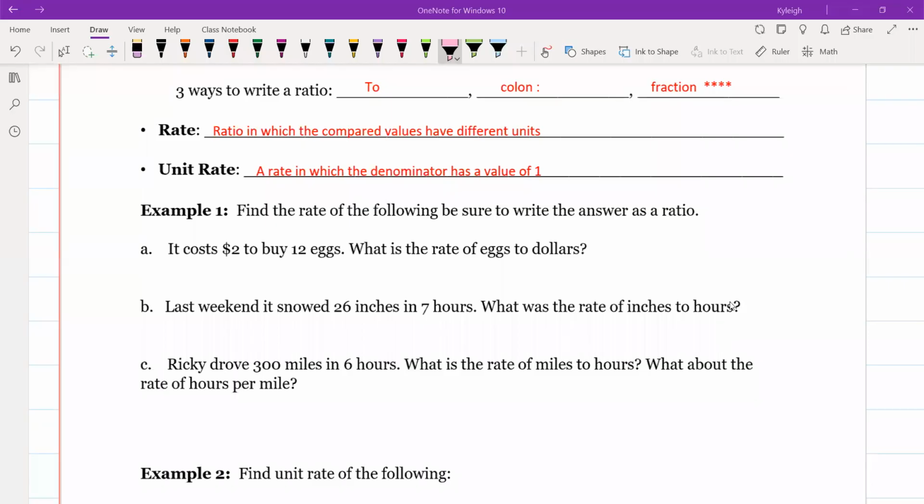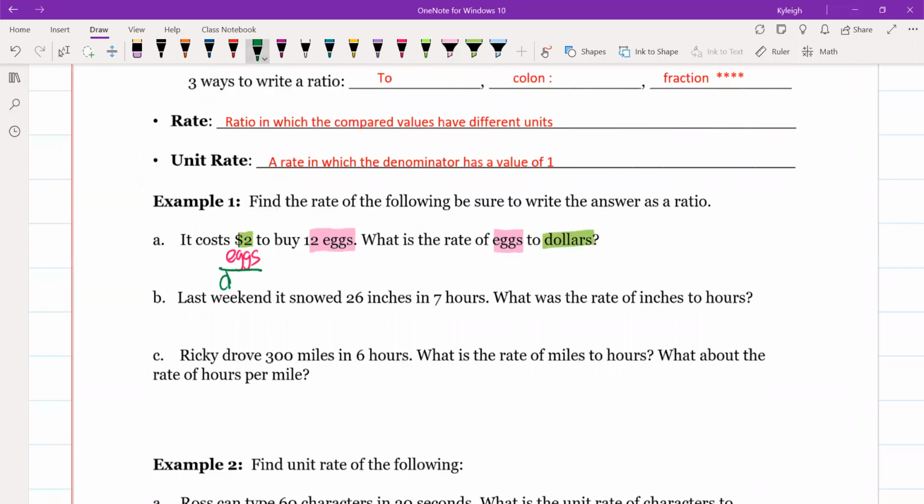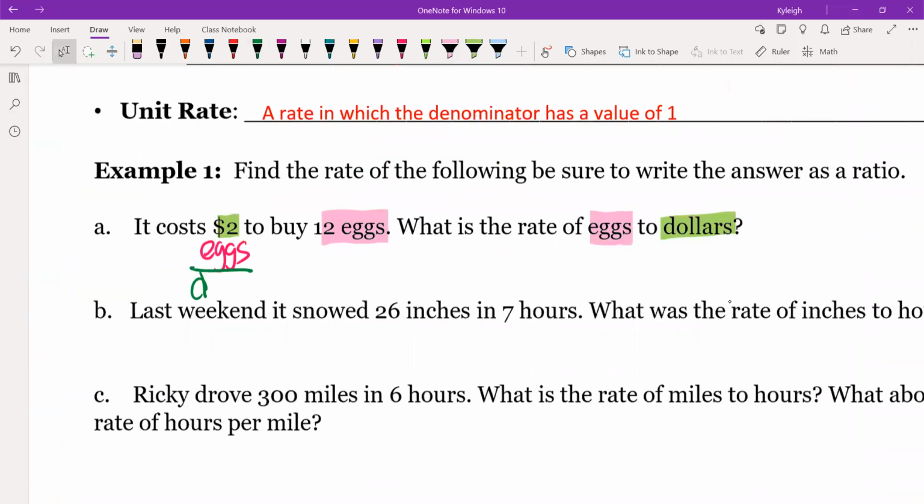Okay, so it costs $2 to buy 12 eggs, and we want eggs to dollars. So we want eggs over dollars. So we buy 12 eggs for $2. And that's our ratio. If it asked us to write a unit rate, then we would simplify our fraction. But just because it's a ratio, we can leave it like that.